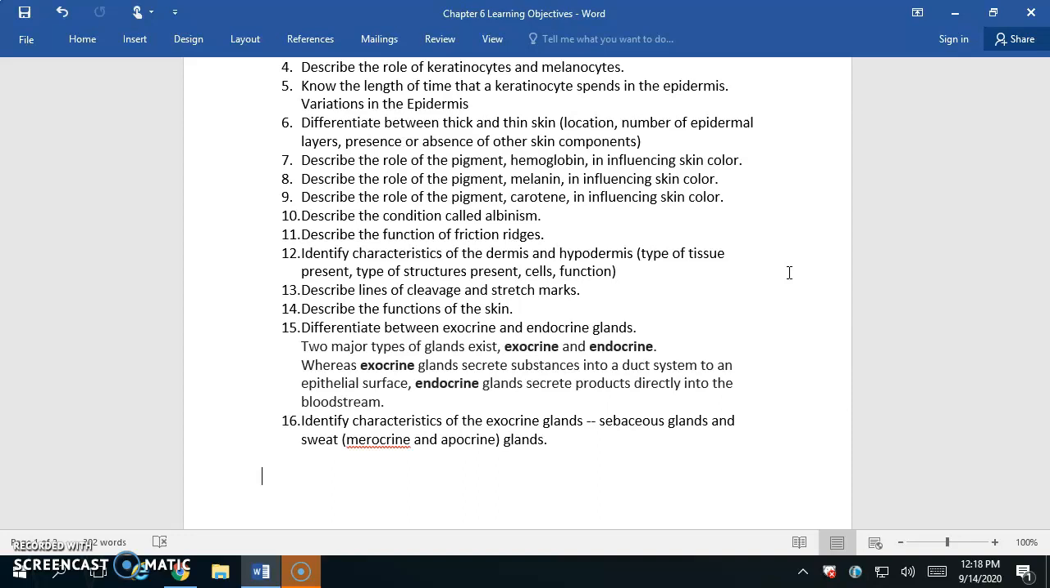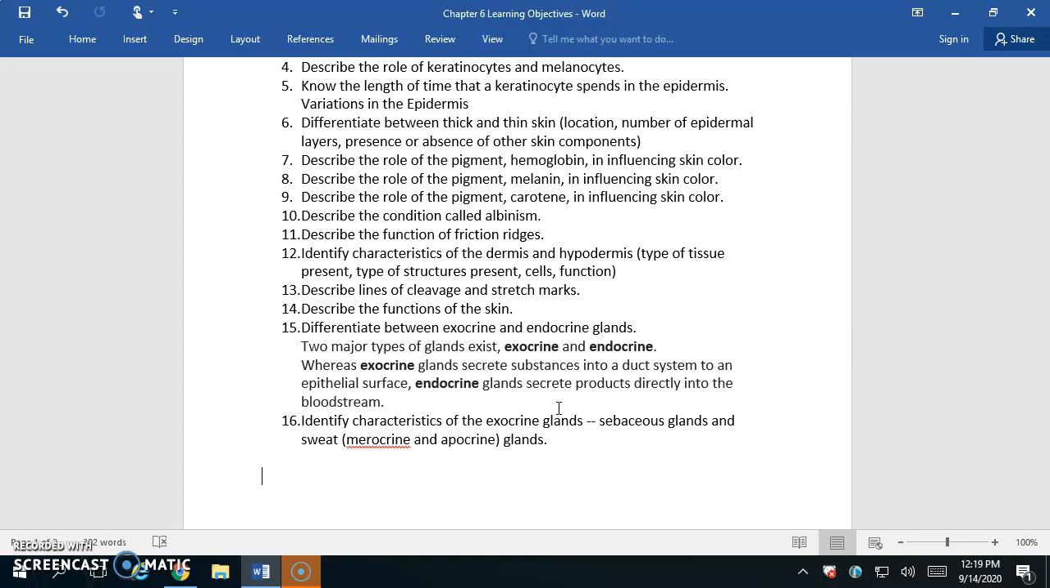And the endocrine glands, when they secrete a product or substance, they don't have a duct. Their product goes directly into the bloodstream, and then the blood carries it to where it needs to go, so it goes to different parts of the body. We won't talk about these endocrine glands much until we get to A&P2 and the endocrine system, where we'll learn about them. Thyroid gland and adrenal gland are examples of endocrine glands.